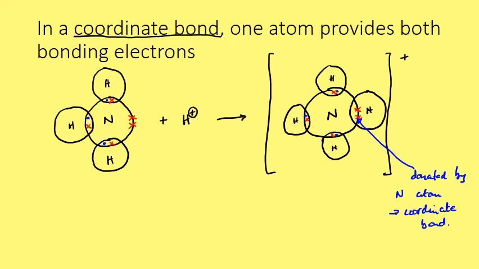Like that. And if we were drawing that in a displayed formula, this is how we would draw it. So you draw your N with normal covalent bonds for your original three hydrogen atoms, but the coordinate bond is just differentiated from a normal covalent bond by an arrow like that, and the direction of the arrow indicates which atom has donated the pair of electrons. And so that's how you draw it as a displayed formula.